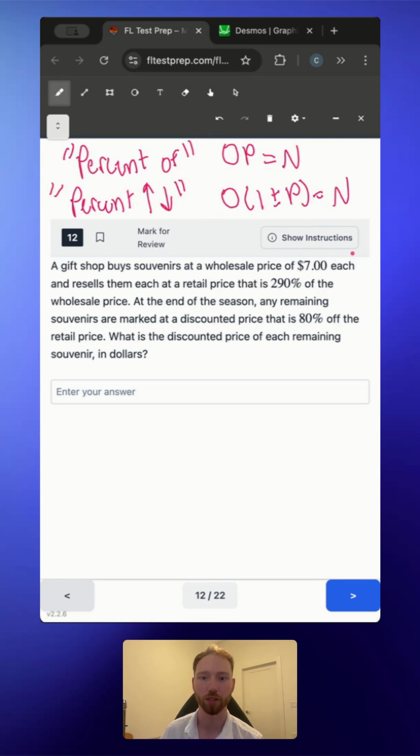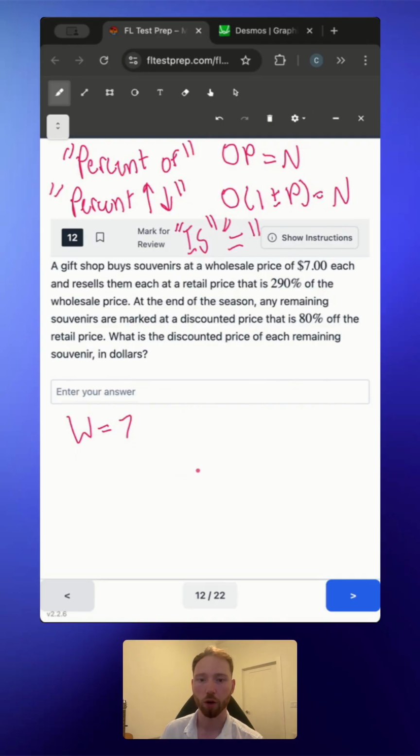That's what we're going to use for this equation. And lastly, you just want to remember that is in a word problem means equals. That's the knowledge you need to know to solve this problem. So let's go ahead and attempt it. A gift shop buys a souvenir at a wholesale price of $7. So we know wholesale, W, equals 7.